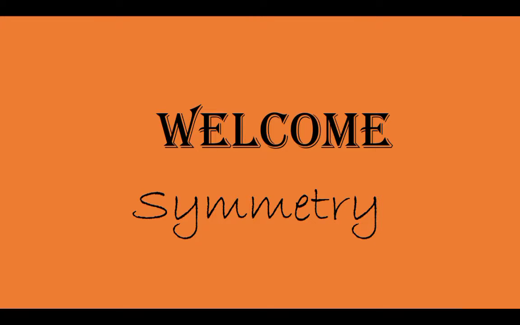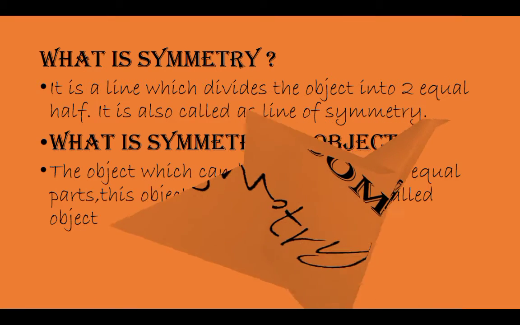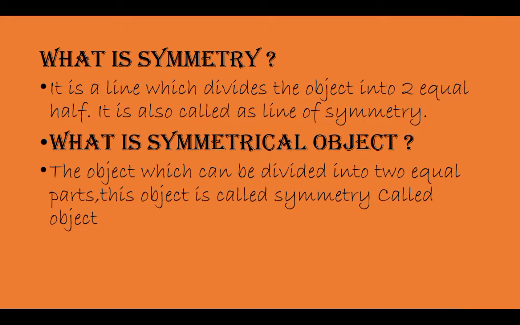So today's chapter in mathematics is symmetry. Okay, so let us start. Here you can see, firstly we need to understand what is symmetry or a symmetrical line. Symmetry is nothing but a line which divides the object into two equal halves.